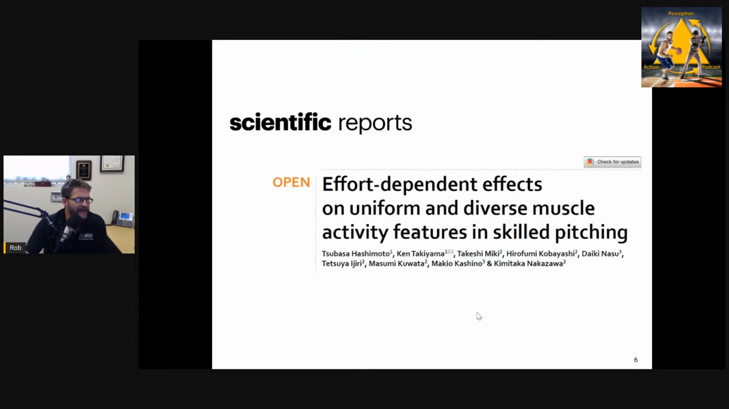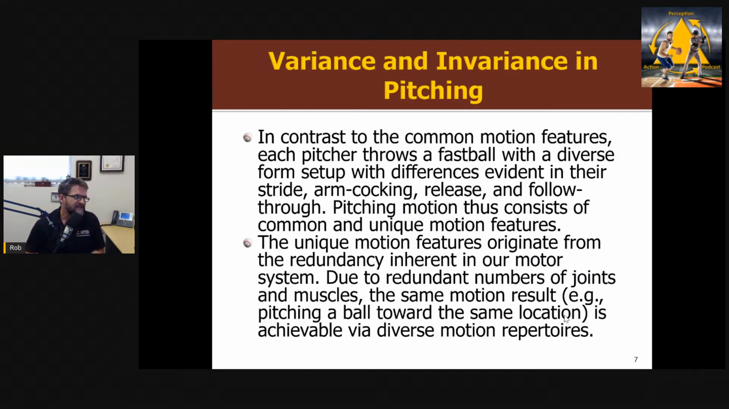And the study I want to look at is by Hashimoto and colleagues, a very recent study published in Nature, looking at effort-dependent effects on baseball pitching. So what they did in this study, and in the introduction they do a really nice job discussing the invariance and variance, just like I did. These quotes I really like. "In contrast to the common motion features, each pitcher throws a fastball with a diverse form setup with differences evident in their stride, arm cocking, release, and follow through. Pitching motion thus consists of common and unique motion features," right? So what they mean by that, yes, we can divide a pitching motion into distinct phases that almost all pitchers use, right? A stride, cocking, release, follow through. But there's a lot of variance within that, from pitcher to pitcher and execution to execution.